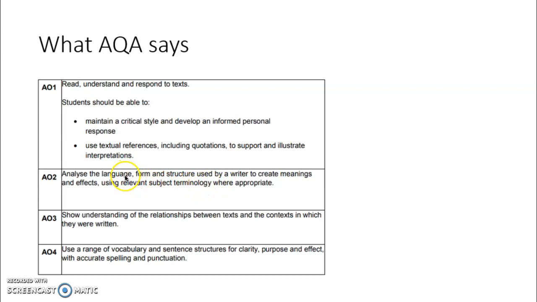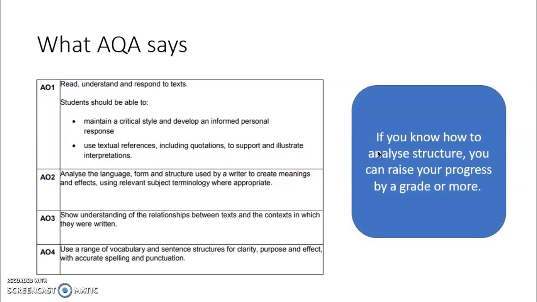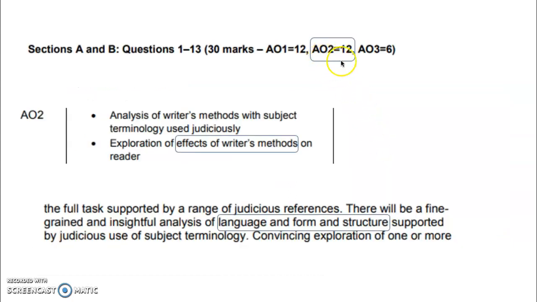Now it's easy to do that with language. Why does Shakespeare choose particular bits of language when he could have just used any other sort of language? With structure it's slightly different. But what you need to know is that structure can raise your progress by a grade or more. Talking about structure can be so important that it can elevate your grades by one or more. What I mean by this is that it counts for 12 of your possible 30 marks. You've got to explain what the effects of the structure is, of course. You can't just say what the structure is. You have to talk about what the effect is.